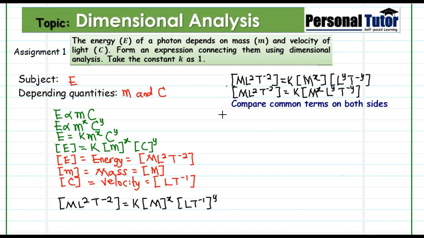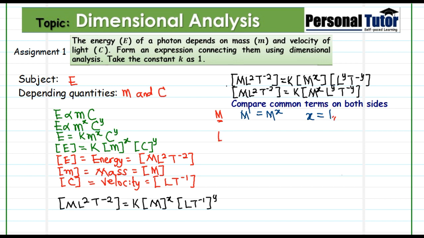So let's start with the M. On the left hand side, m has a power of 1. But on the right hand side, m is to the power s. Since the bases are the same, then the exponents are also equal according to the law of indices. So we could simply say the value of s is equal to 1.